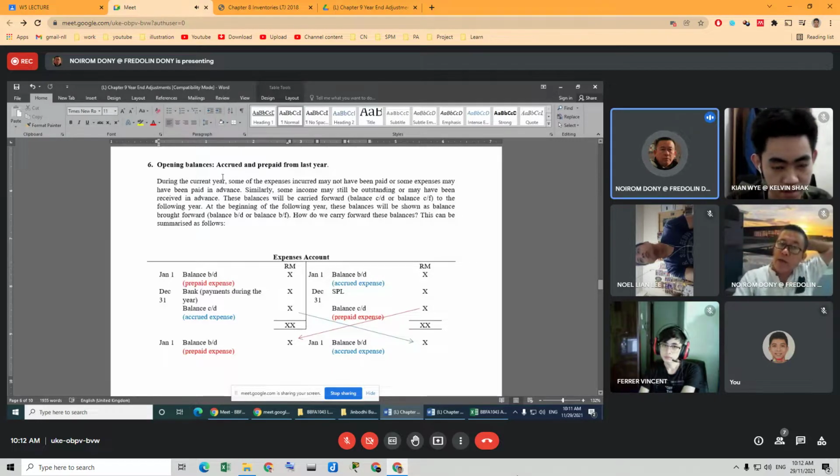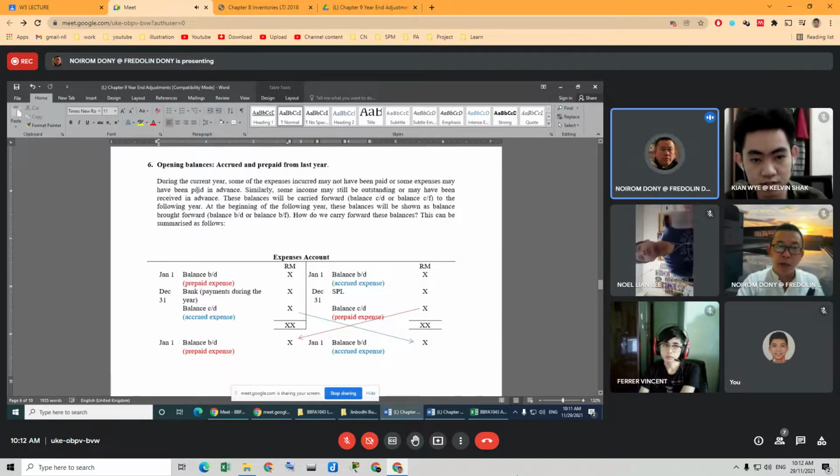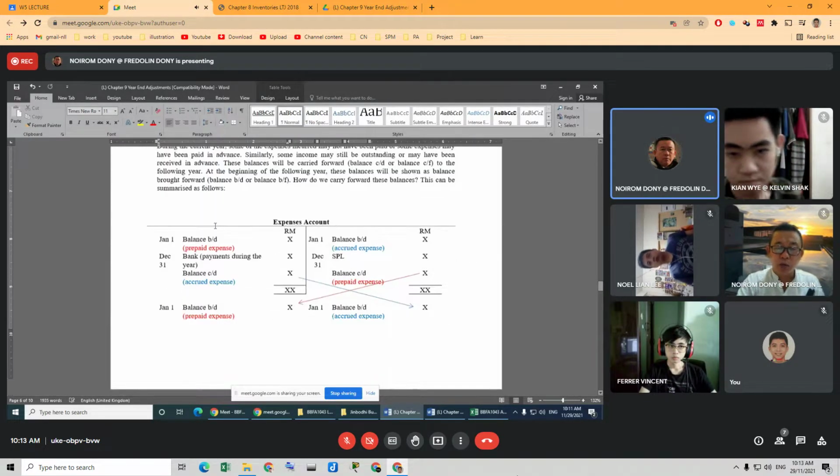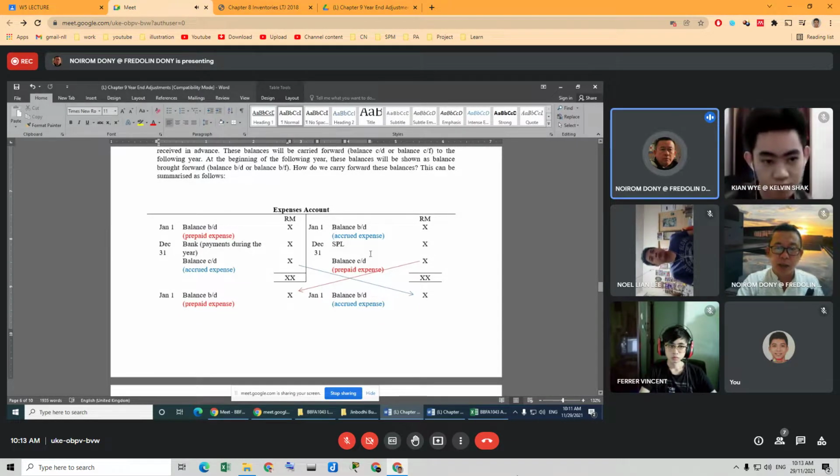Now, during the current year, some of the expenses incurred may not have been paid, or some expenses may have been paid in advance. Similarly, some income may still be outstanding or may have been received in advance. That is why these balances will be carried forward. If we are using the two-stage method, you will have balance CD or balance BD to the following year. At the beginning of the following year, these balances will be shown as balance brought forward. How do we carry forward this balance? So you have this summary. This is the guideline.